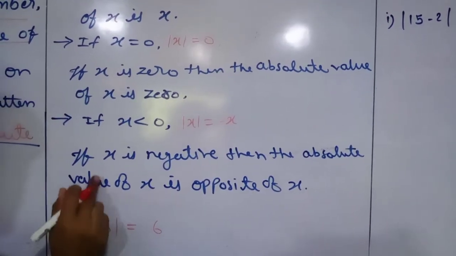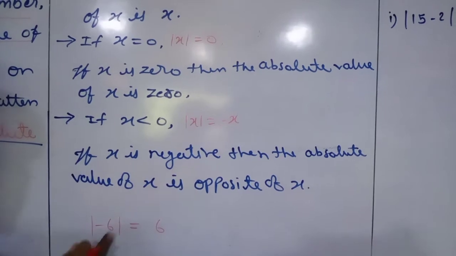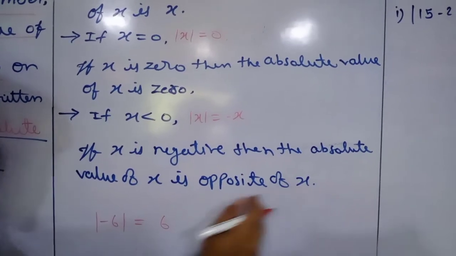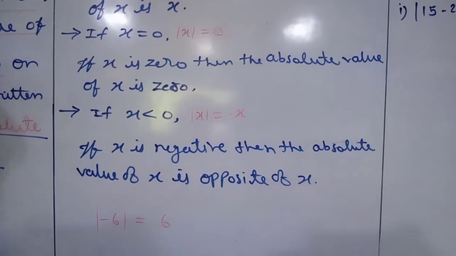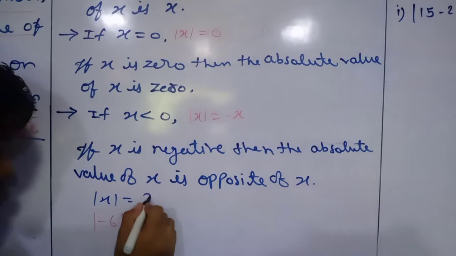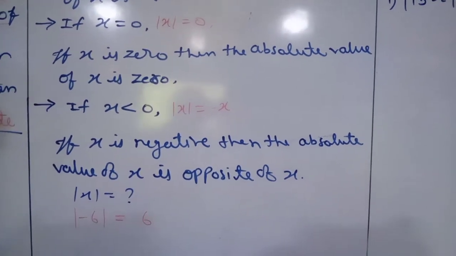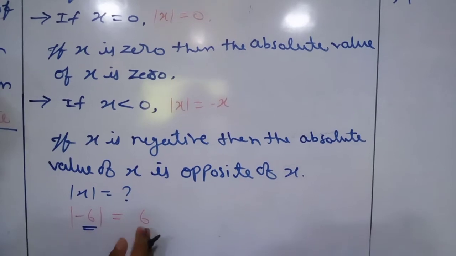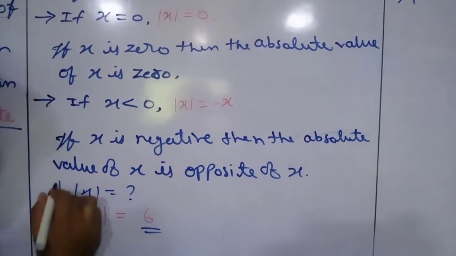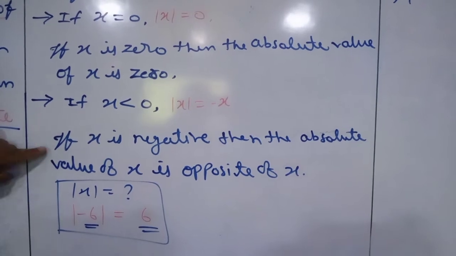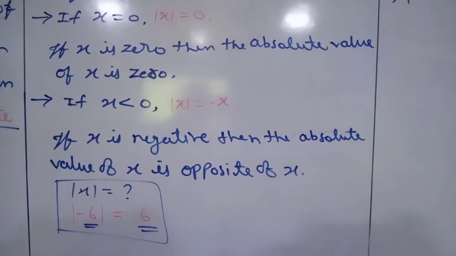Why? If x is negative, then the absolute value of x is the opposite of x. Here at the place of x we have minus 6, so the opposite of minus 6 is 6. So this way we can say if x is negative, then the absolute value of x is positive.